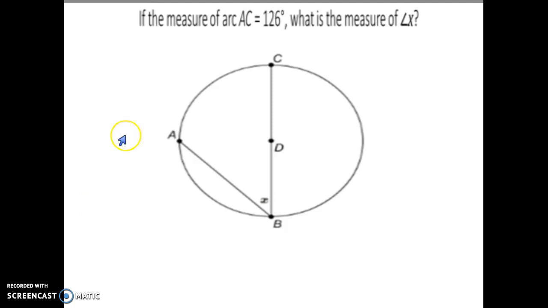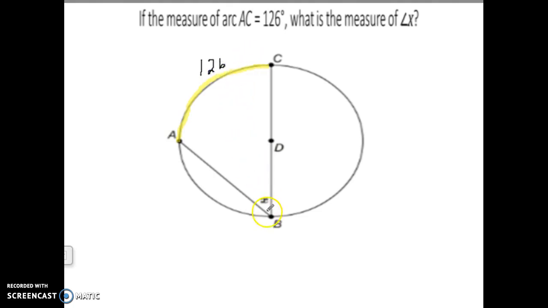All right, this is quiz 3.06. The first question on 3.06 gives you the measure of the arc, and they want to find the measure of x. So this arc right here, AC, is your arc, and they tell you that that is 126.